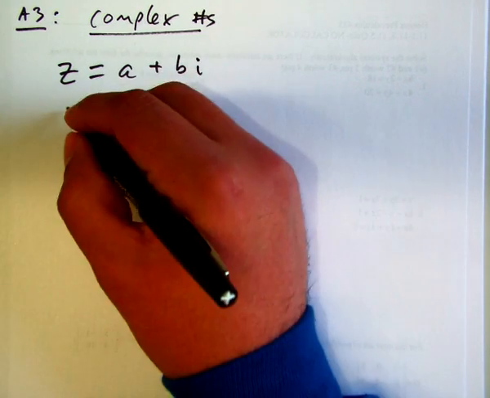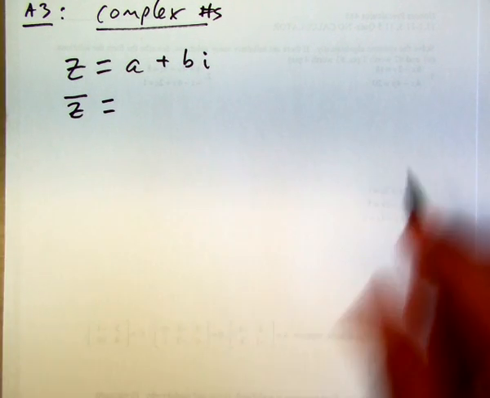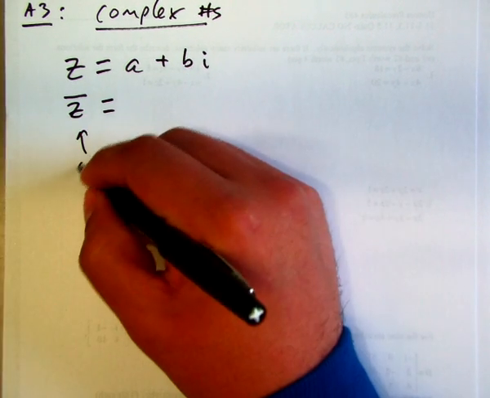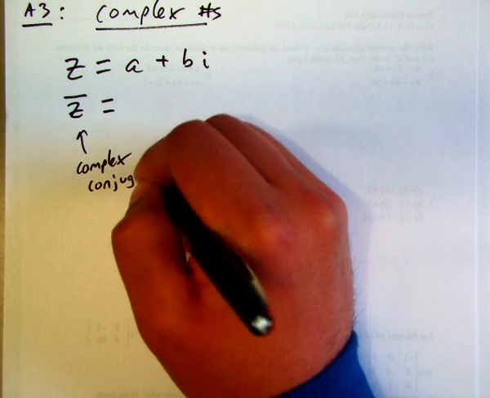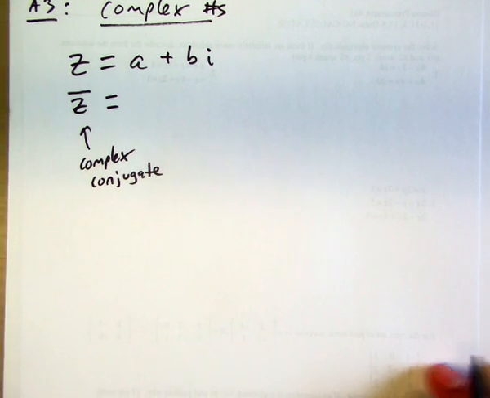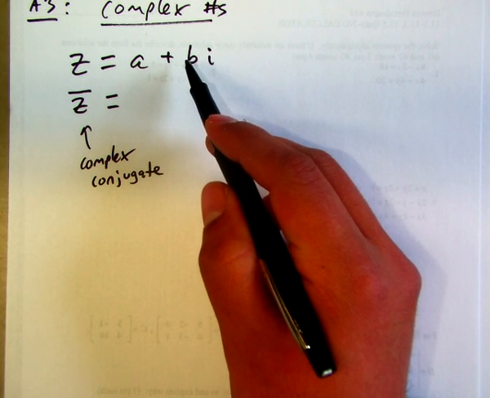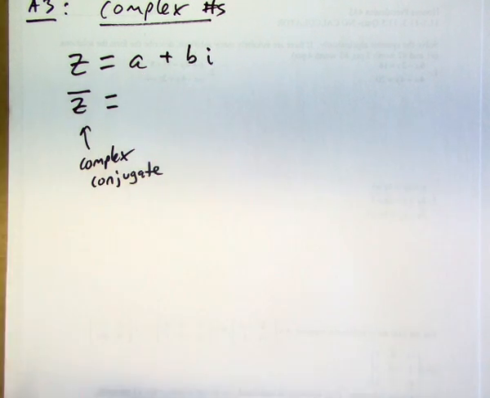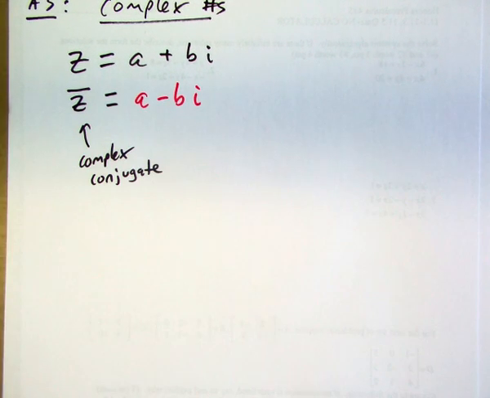If you see the notation z with a bar on top, that refers to the complex conjugate, which simply means to take the imaginary portion of this complex number and do the opposite. So instead of a plus bi, you would have a minus bi. Okay?